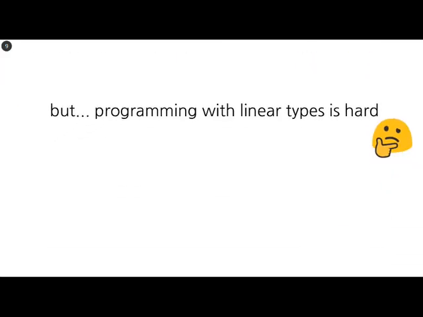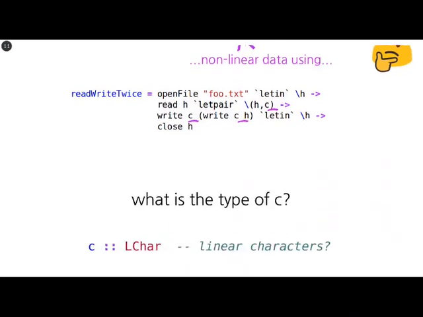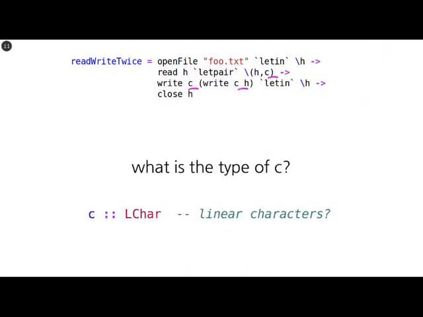And this has been a persistent problem for working with linear types. Passing through these file handles is kind of annoying, but I think actually what's hard is dealing with the nonlinear data, so in this case, the characters. So, question: what is the type of c? Sorry, not all those c's are underlined. What is the type of c?